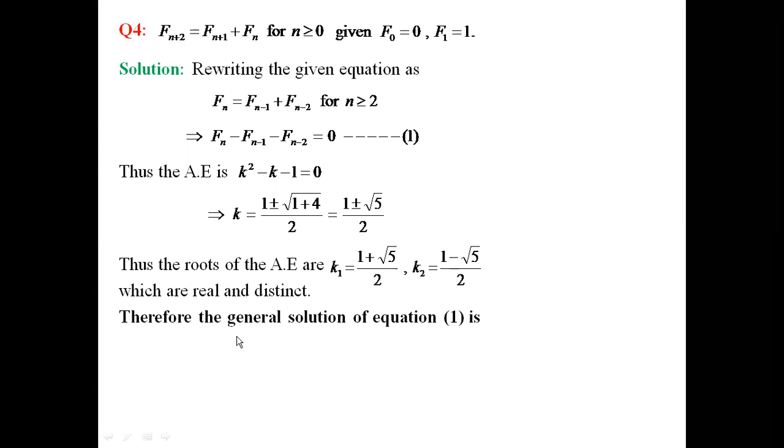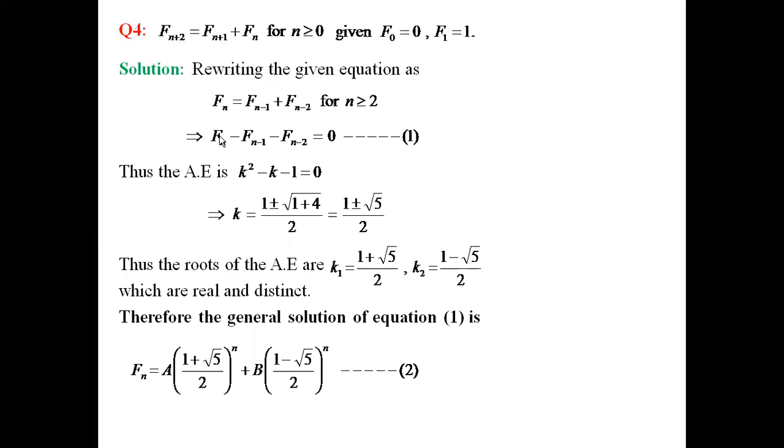So therefore, the general solution of equation 1 is given by Fn equal to, given the equation was in terms of F, so we are writing down the general solution for Fn, which can be written as A into k1 power n plus B into k2 power n. k1, k2 are real and distinct values. So I've substituted those real and distinct values and written this equation 2.